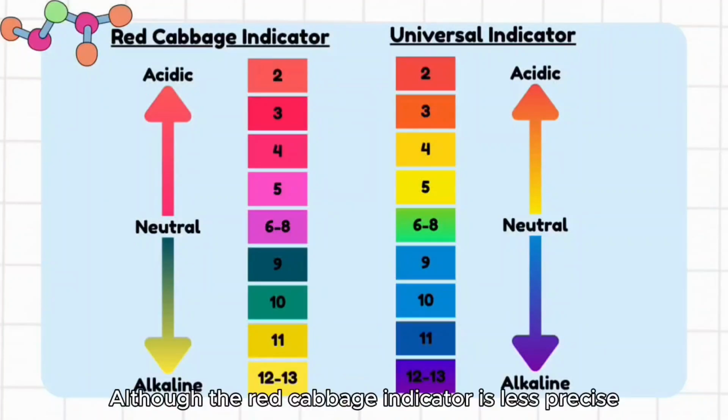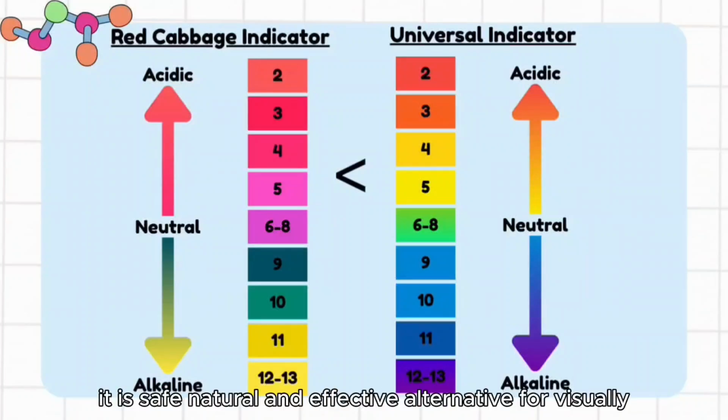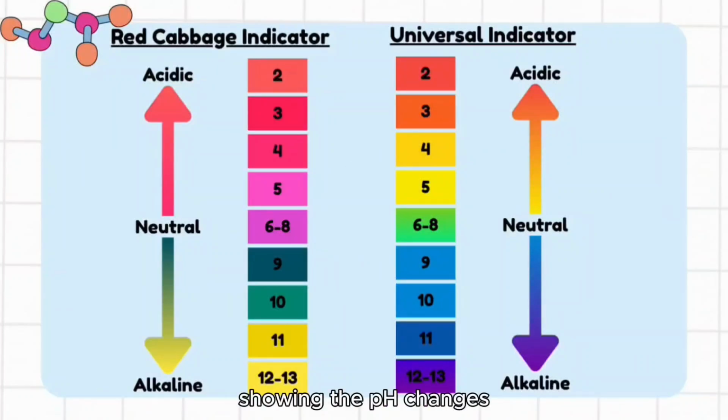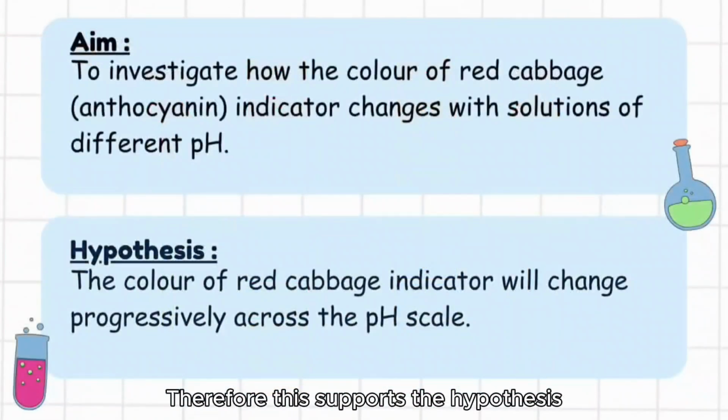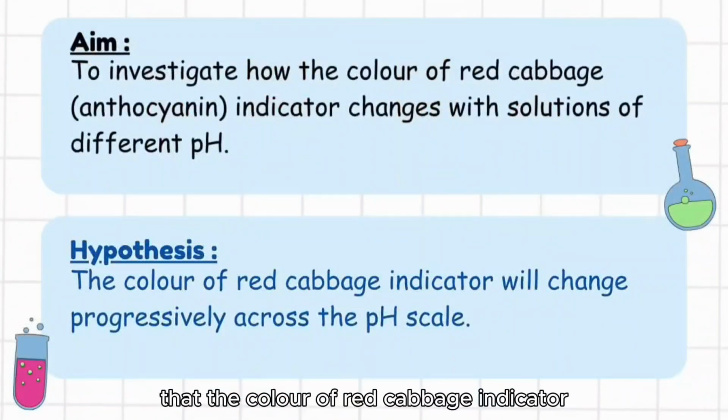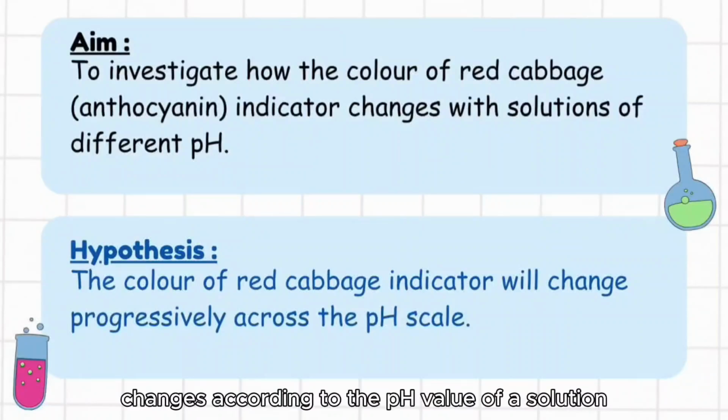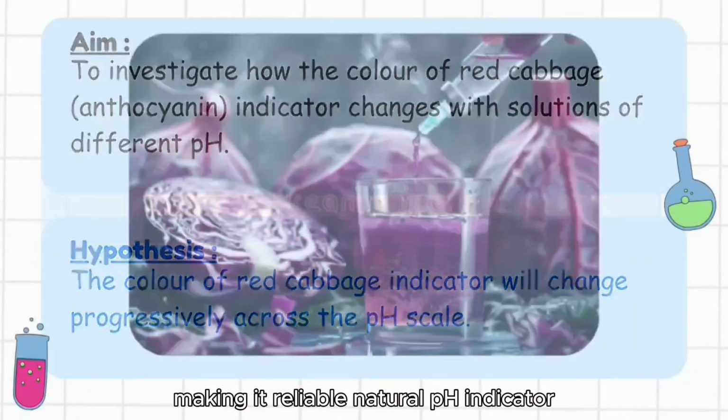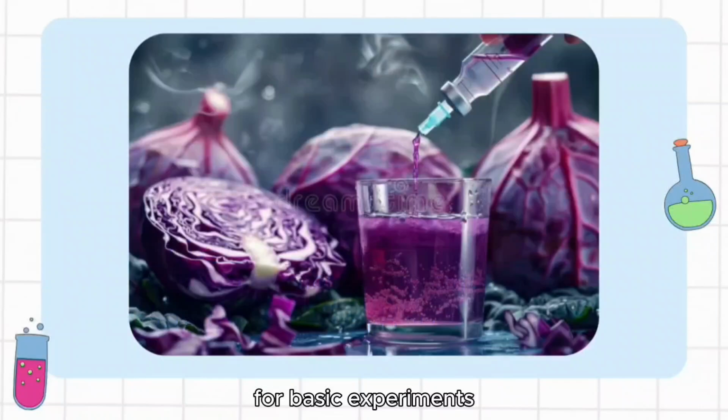Although the red cabbage indicator is less precise, it is a safe, natural and effective alternative for visually showing the pH changes. Therefore, this supports the hypothesis that the color of red cabbage indicator changes according to the pH value of a solution, making it a reliable natural pH indicator for basic experiments.